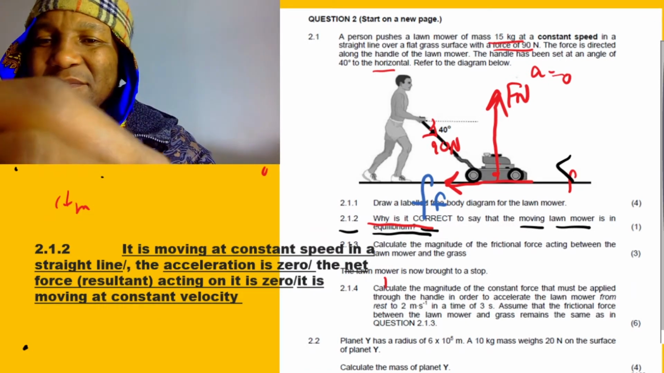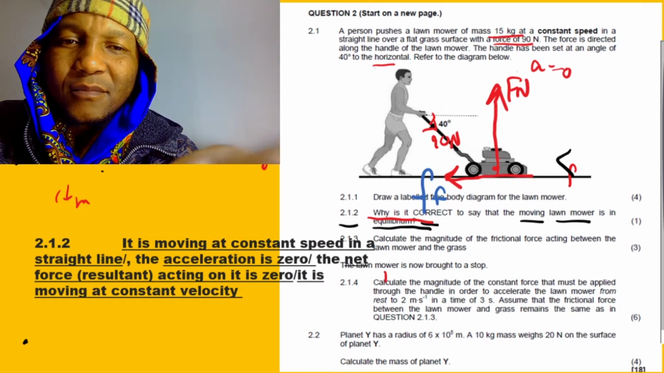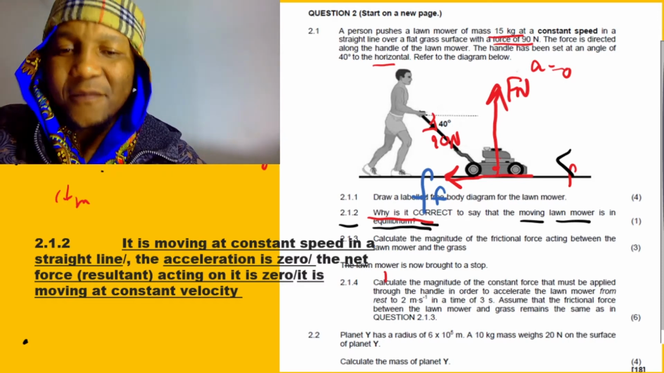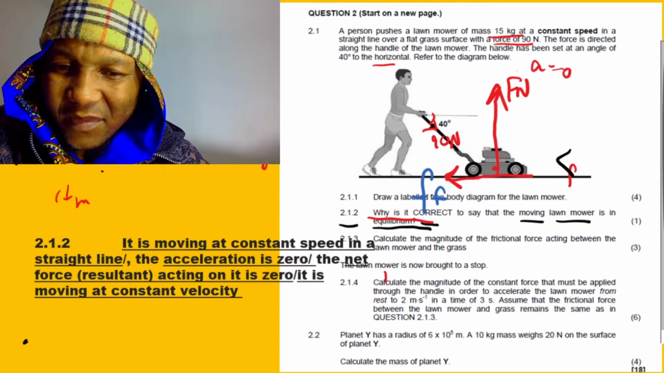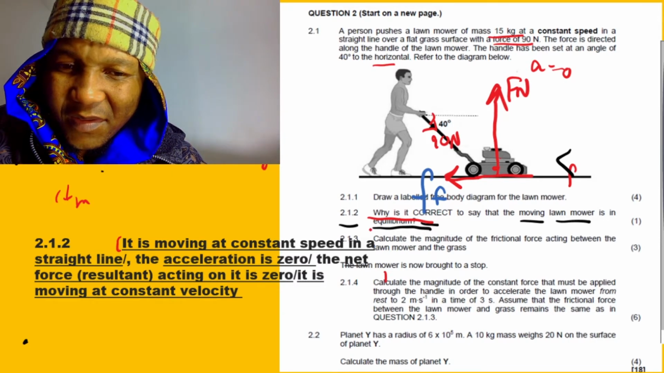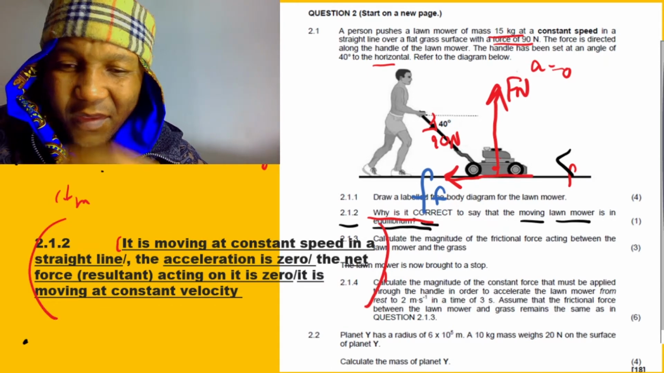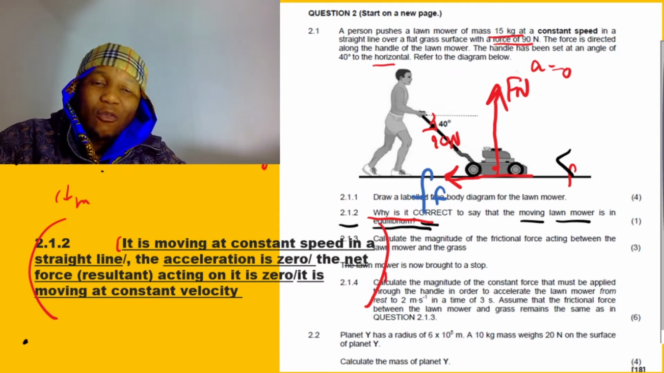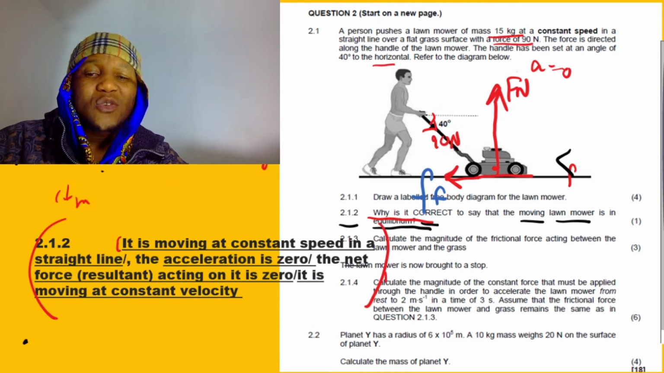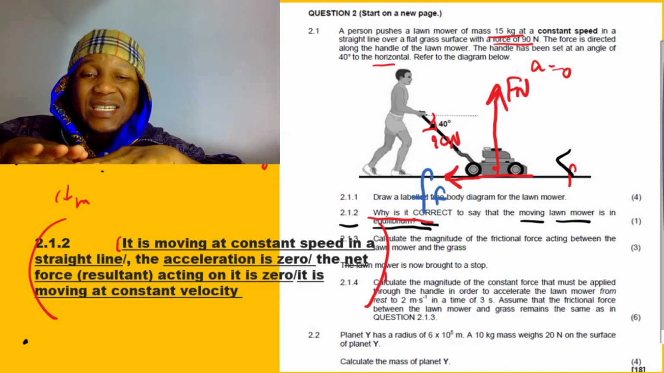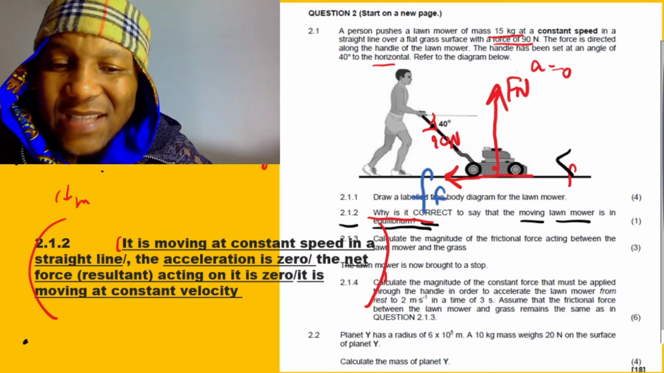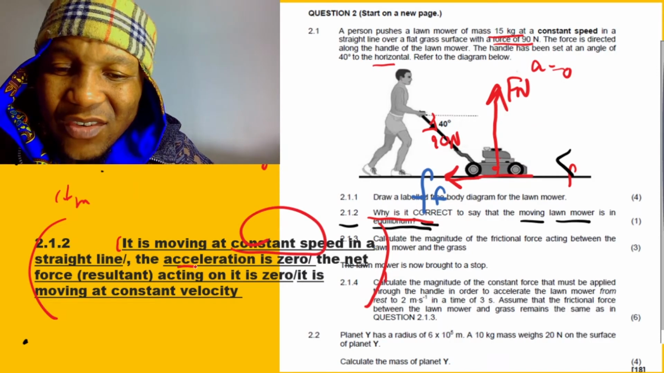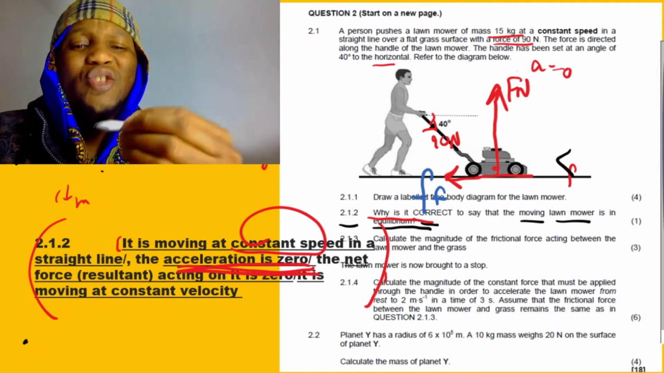So now when you say something is at equilibrium, we know that because it was moving with a constant speed in a straight line, since it's a constant speed, acceleration is going to be equal to 0, which I showed already.